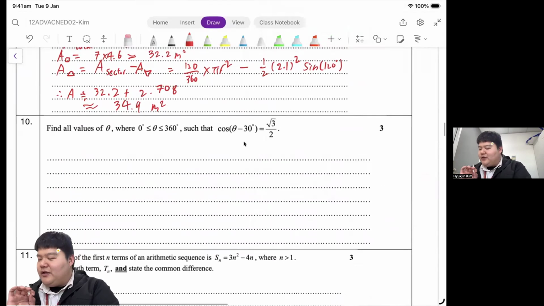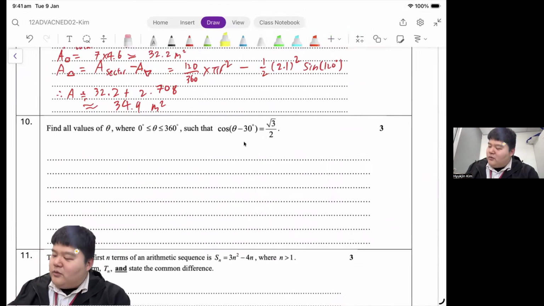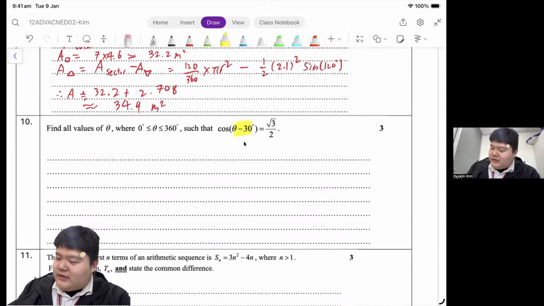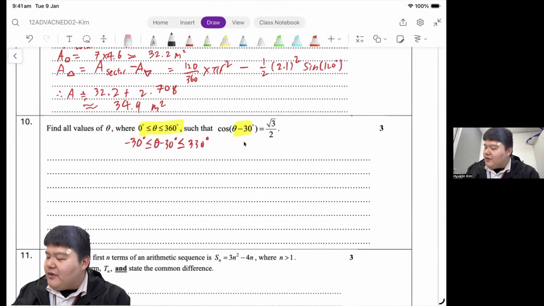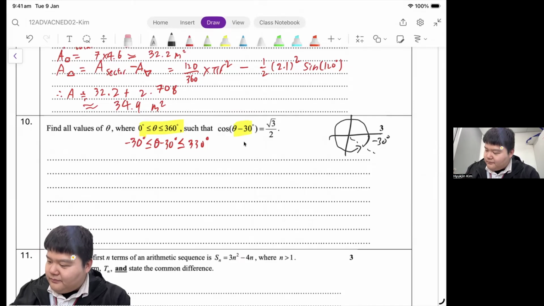Find all values of theta where theta is that. Oh no, theta minus 30. So I'm going to start with this guy first. Theta minus 30, 330 degrees. Okay, that means if I were to draw it up as a diagram, I'm starting from here. And I'm going like this. Okay, 330 degrees around.